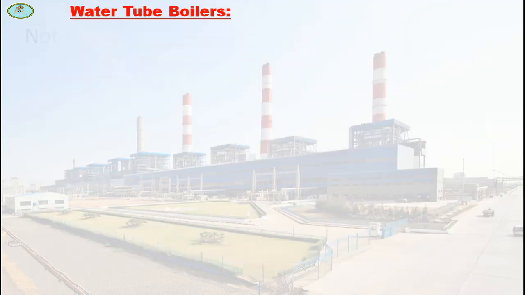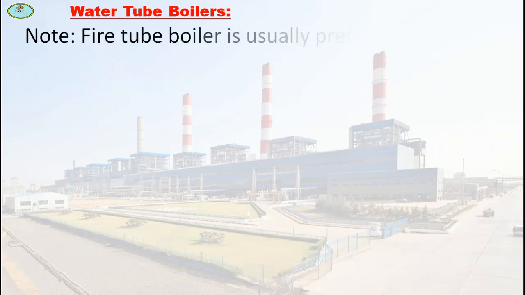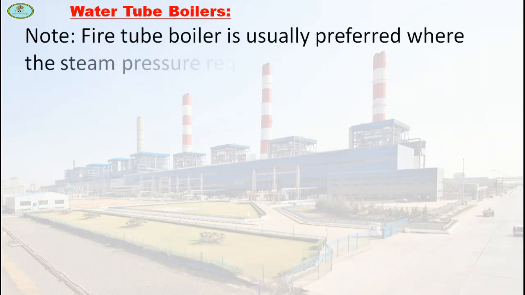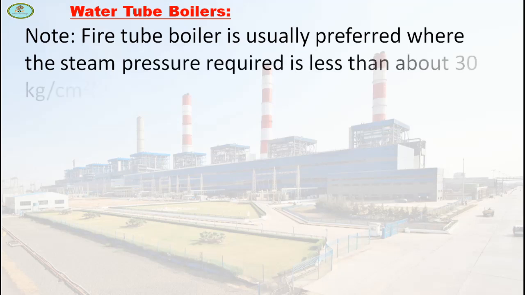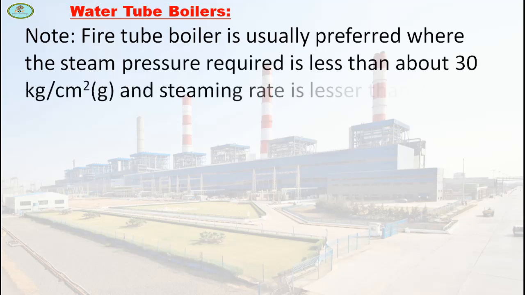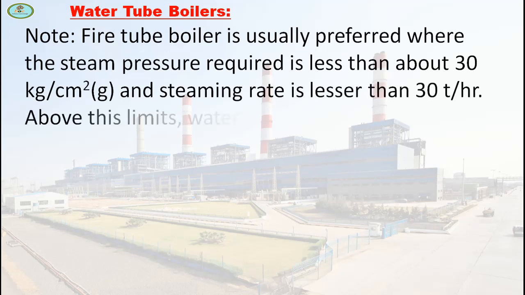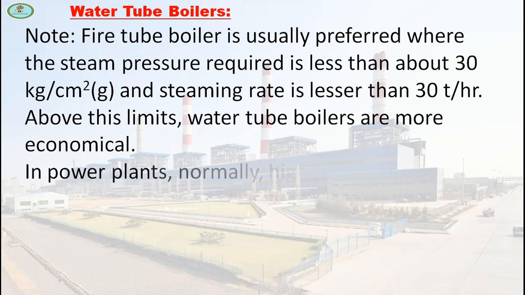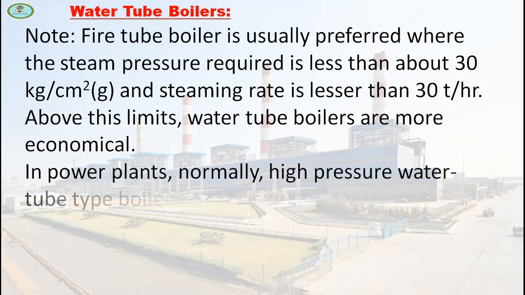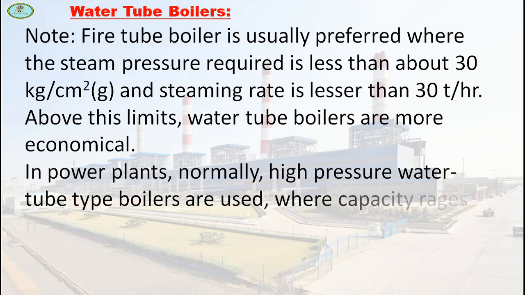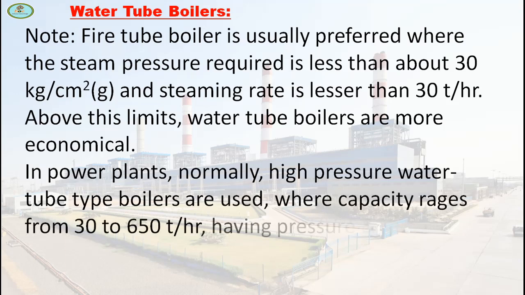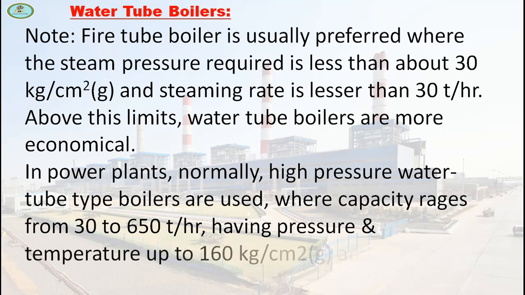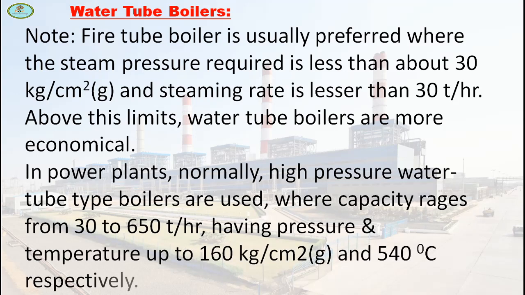Fire tube boilers are usually preferred where the steam pressure required is less than about 30 kg per centimeter square and steaming rate is lower than 30 TPH. Above this limit, water tube boilers are more economical. In power plants, normally high pressure water tube boilers are used, where capacity ranges from 30 to 650 TPH, having pressure and temperature up to 160 kg per centimeter square and 540 degrees Celsius respectively.